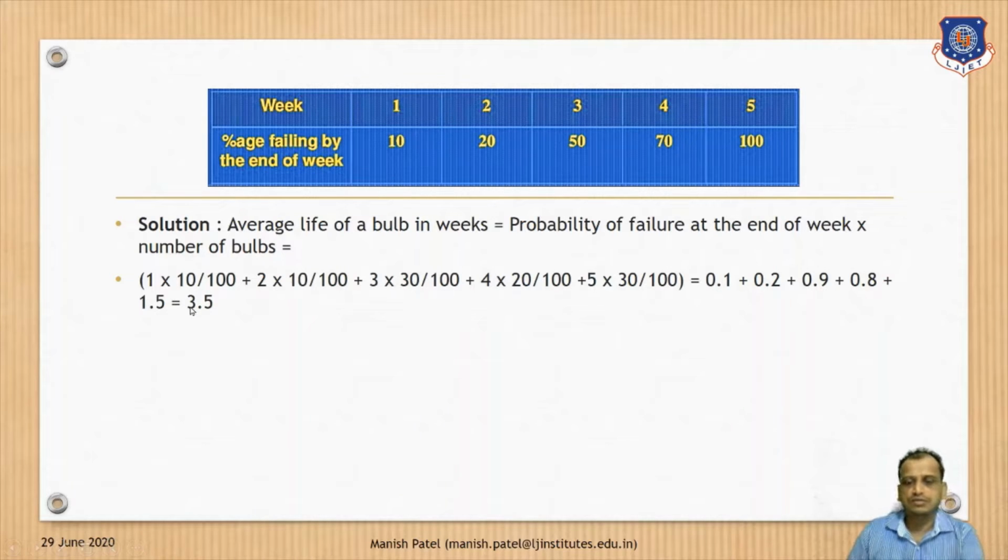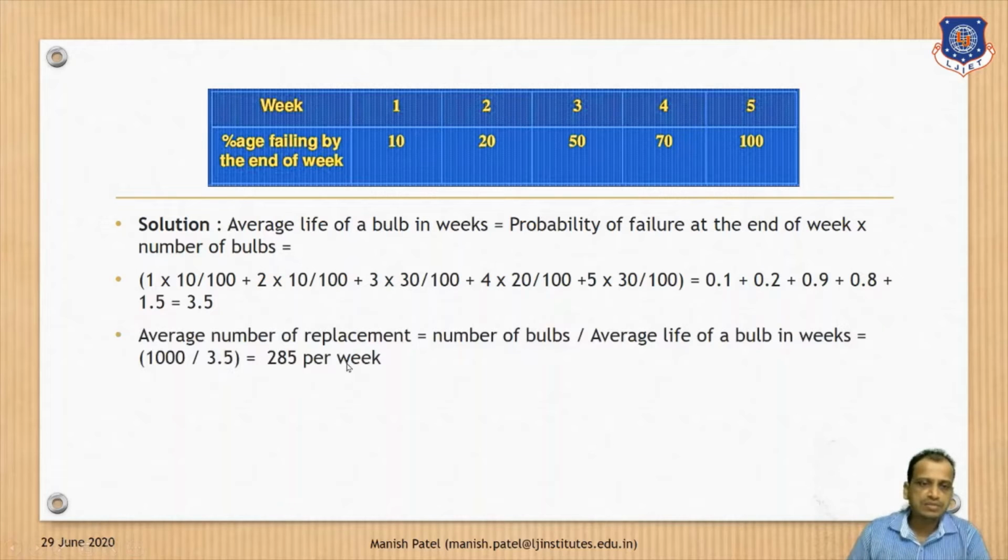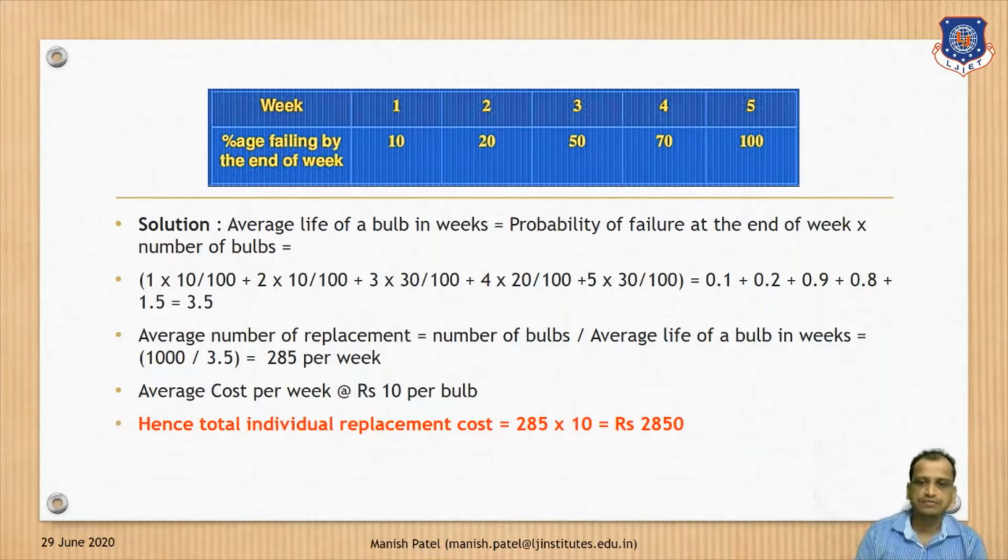This is the value. Now the average number of replacements is the number of bulbs installed, 1000, divided by the average life. The average life is the summation over the individual weeks, which is 3.5, which we already got above. Now 1000 divided by 3.5 is 285 per week. That is the average number to be replaced in a week. Now what is the cost? The cost of replacing one bulb is 10 rupees. So obviously for 285 it is 2850 rupees. This is the total individual replacement cost.